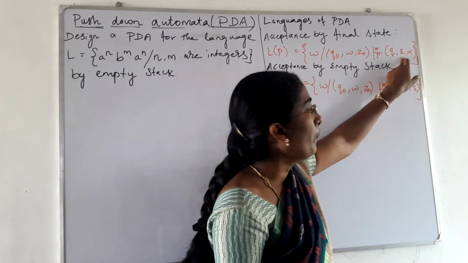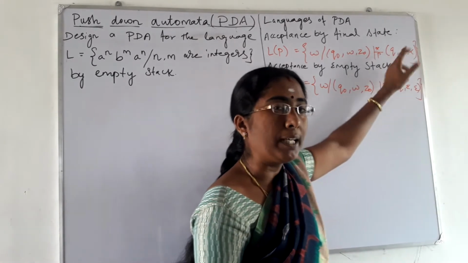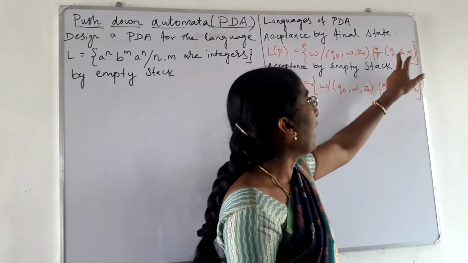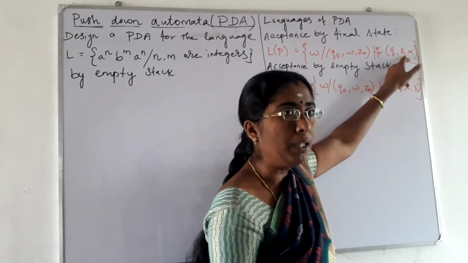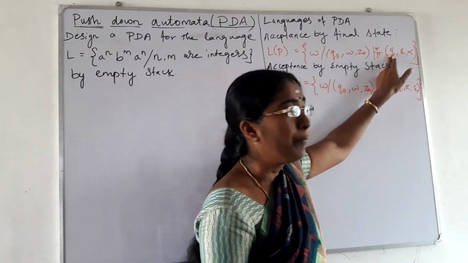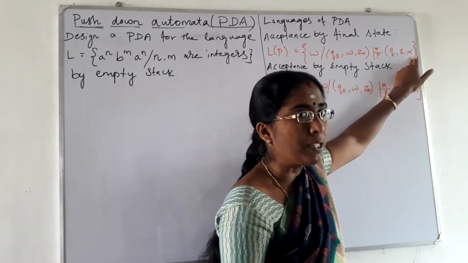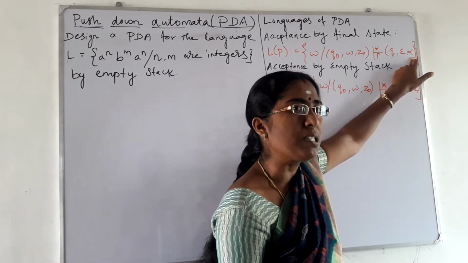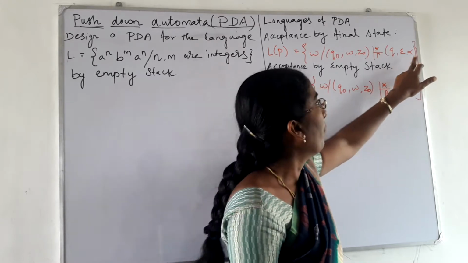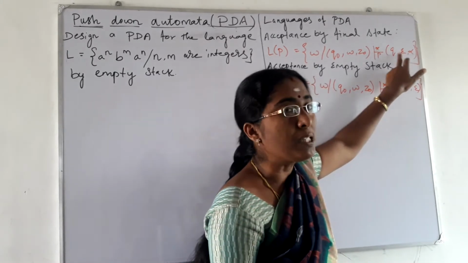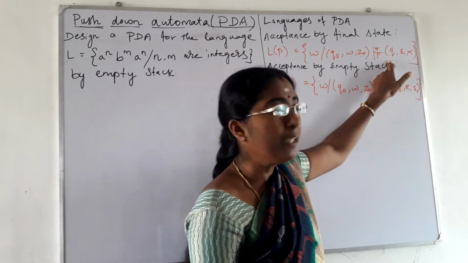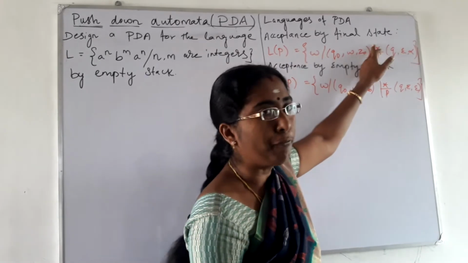And here, what is epsilon? There is no input symbol. After reading all the input symbols, it reaches the final state, but the stack has some set of symbols alpha. The stack will not be empty; the stack has some symbols. But after reading all the input symbols, it reached the final state. This is the acceptance by final state.